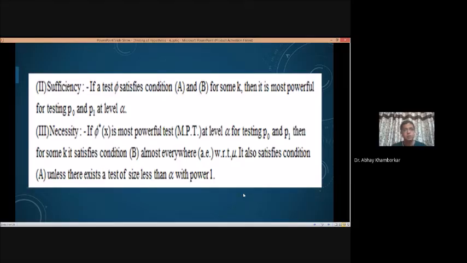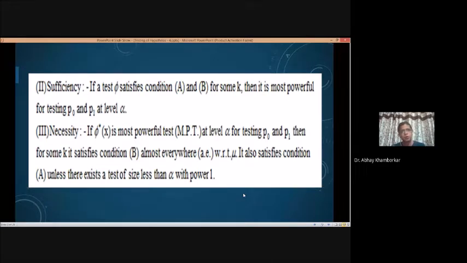Now in the sufficiency part, we are going to prove that if any test satisfies condition A, which is related to the size condition, and condition B, which gives us the form or the structure of the test, for some constant K, then it is most powerful for testing P0 against P1 at level alpha. So if we assume that test phi satisfies condition A and condition B for some constant K, then the test phi will be most powerful test.